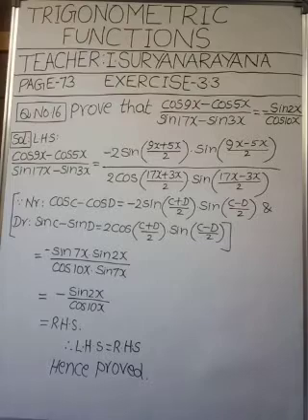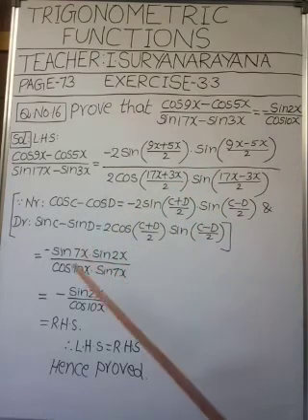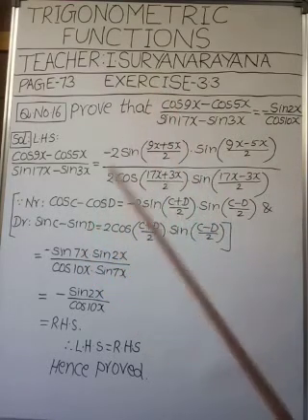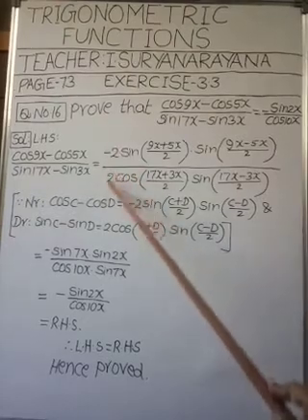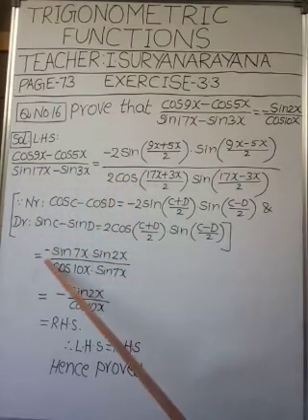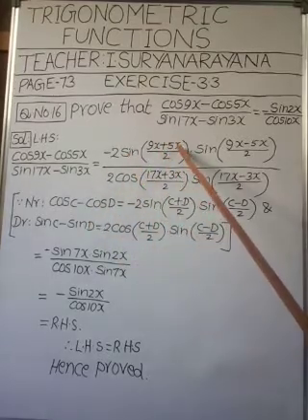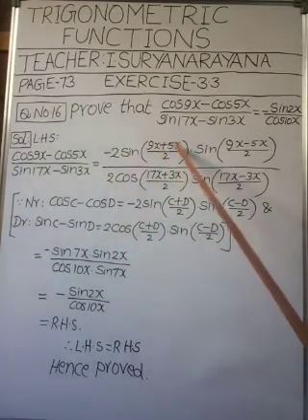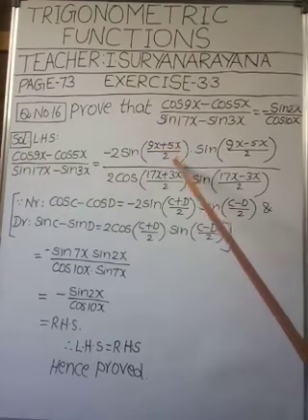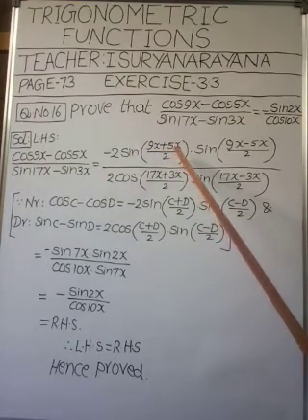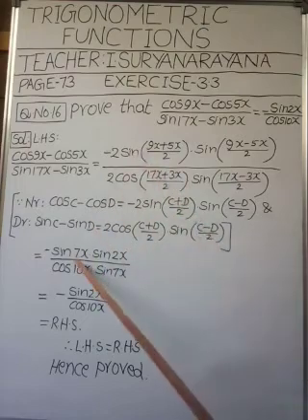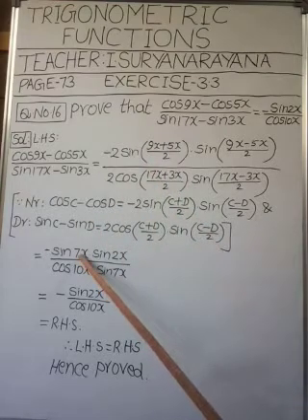Now we have to simplify the numerator as well as the denominator. Here 2 gets cancelled. We get here minus sin (9x plus 5x), what will you get here? 14x, isn't it? 14x by 2. What will you get here? 7x. Understood this is 7x, my children?